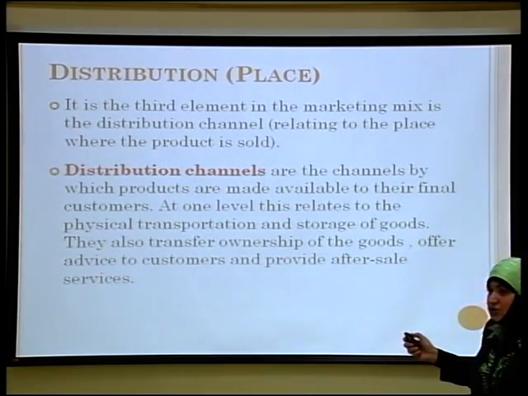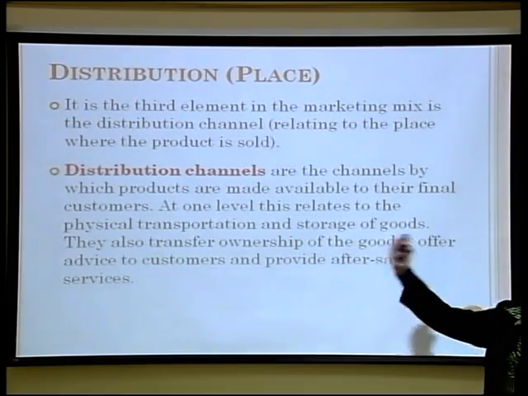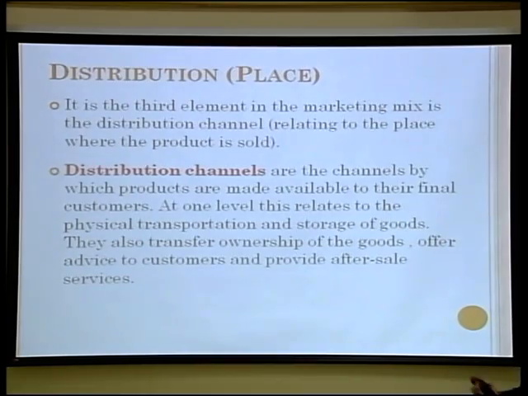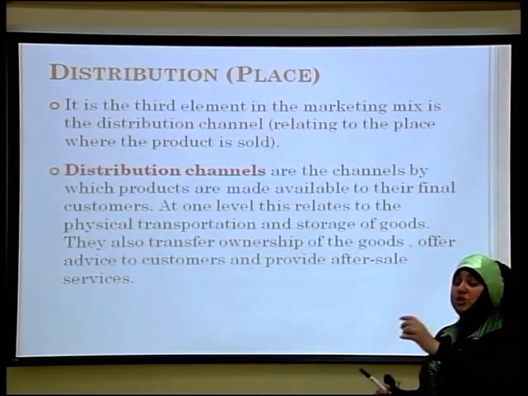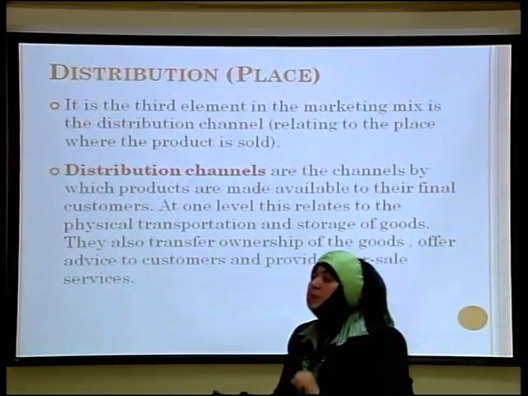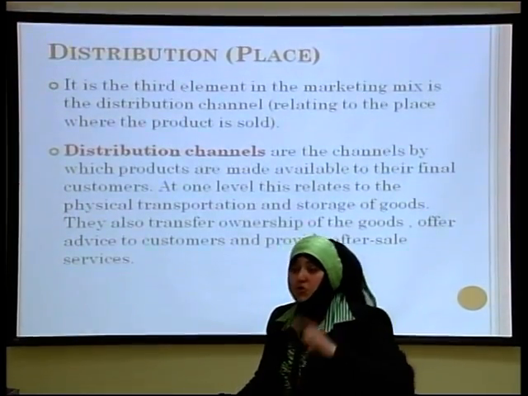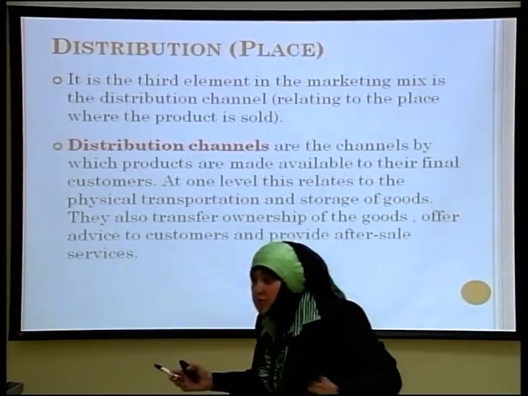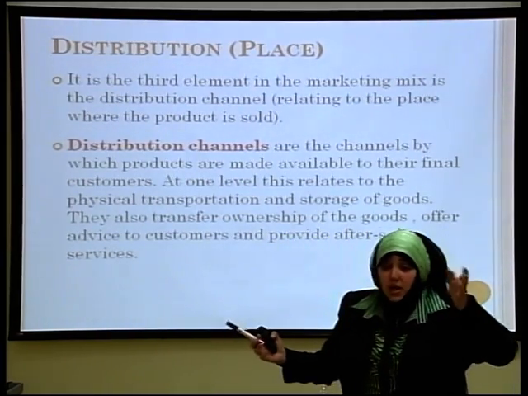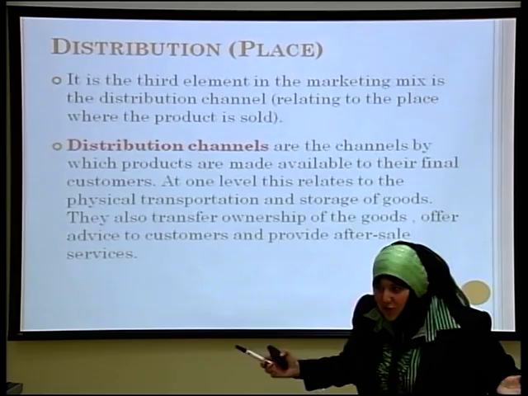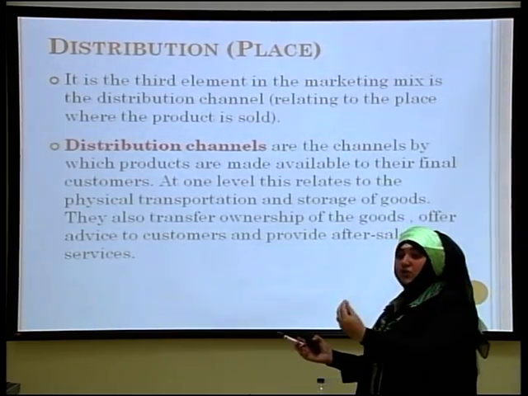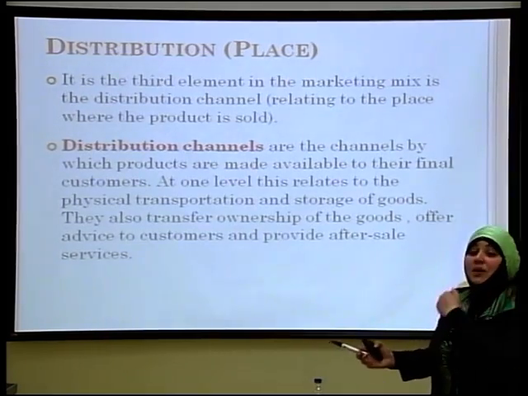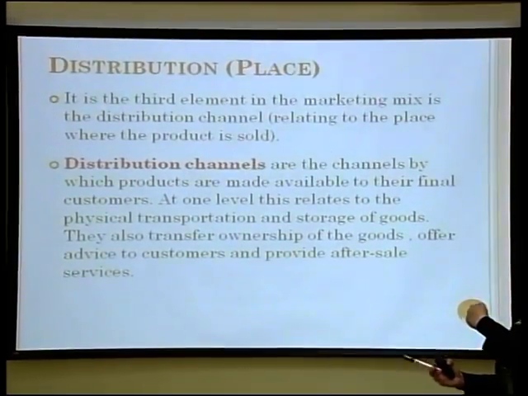Okay? So how to make the product available to the final consumer? When you as a consumer need to get a Galaxy chocolate bar, where do you get it from? Do you go to the producer? You go to the supermarket. So this is the channel that the producer decided on, right? So how to make this product accessible to you as a consumer? This is the question here.